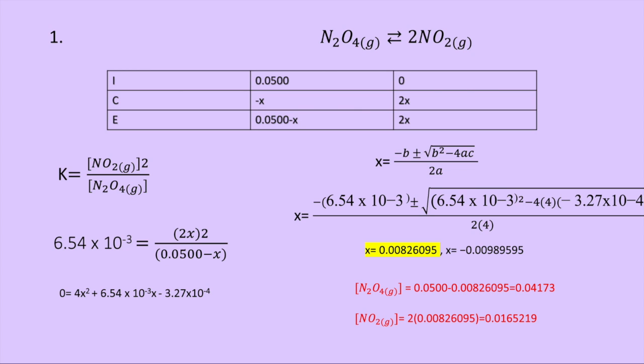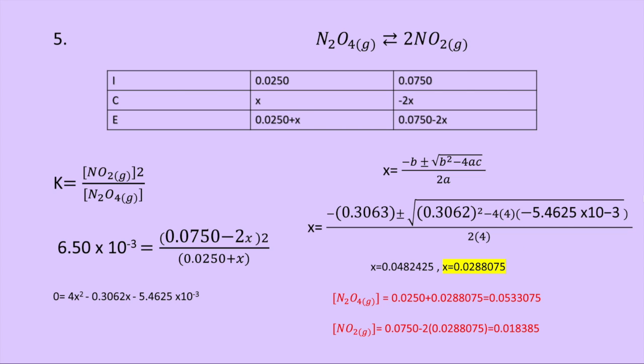So for dinitrogen tetroxide, we take 0.05 and we subtract 8.26 times 10 to the negative 3 to get a concentration of 0.04174. And then for nitrogen dioxide, we just have to multiply the X value by 2 because there are 2 moles of nitrogen dioxide. And then we will end up with a concentration of 0.01652. If we reference the chart again, we have obtained the same concentrations at equilibrium. And we can also check that we obtained the correct value by subbing the concentrations at equilibrium and solving for the equilibrium constant.